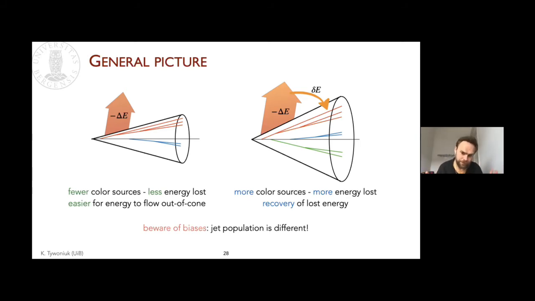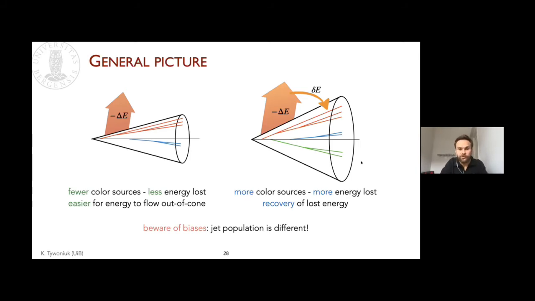If you have a big cone, you have the opposite dynamics. You have more color sources, you have a larger range. You see here that there is this additional green branch of the jet. You have more color sources, which will lead to more sources of energy loss, both elastic and inelastic. That will lead to a bigger energy loss. Okay? However, on the other hand, you open up the cone and you can collect more of the energy that is being lost. And in fact, you can also capture some of the energy from the underlying event. Just exactly as in the case for the vacuum in one of my first slides, you can actually have a positive contribution simply from capturing some of the soft stuff in the medium.